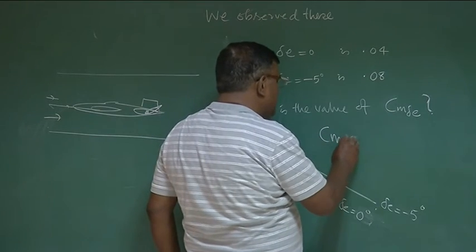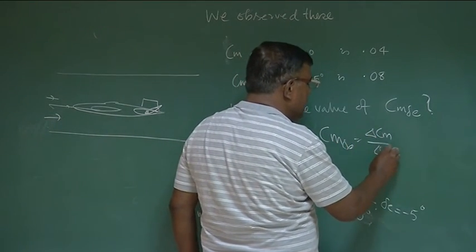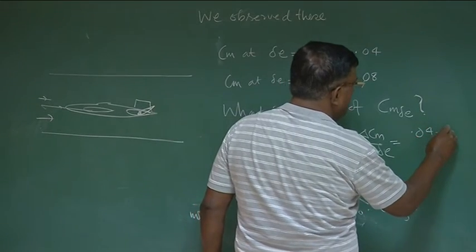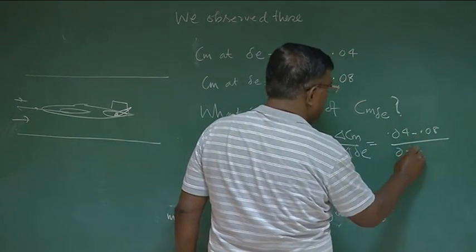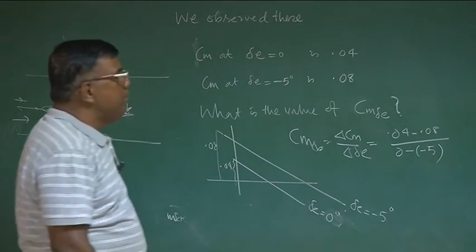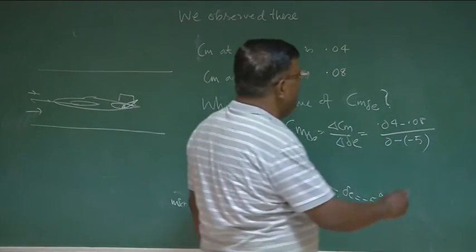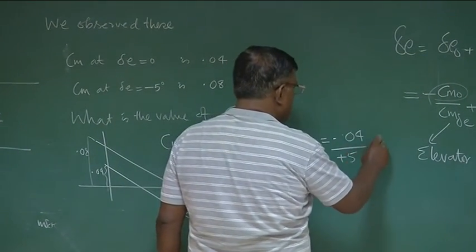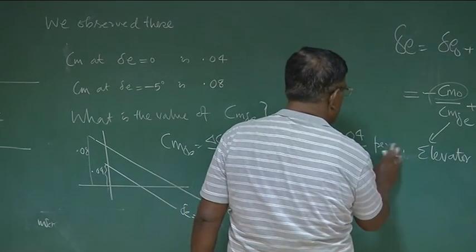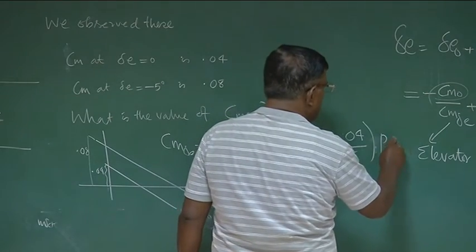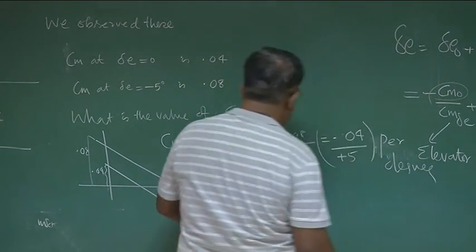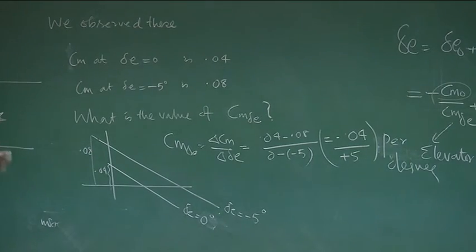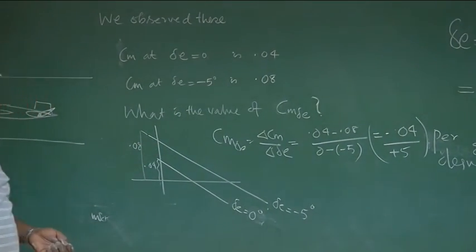What is Cm delta E by definition? It is delta Cm by delta delta E. So you could see if I take this, delta Cm will be 0.04 minus 0.08 divided by 0 minus minus 5. Please be careful about the sign, and that will give you the value minus 0.04 by plus 5 per degree, not per radian, because this angle is in degrees. That you should be very, very clear. Right? So from tunnel test, seeing this result, you can immediately find out what is the Cm delta E.